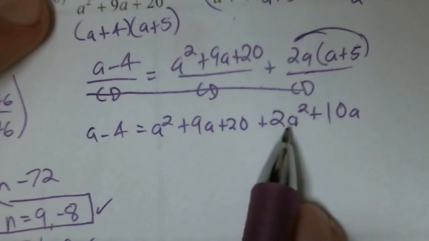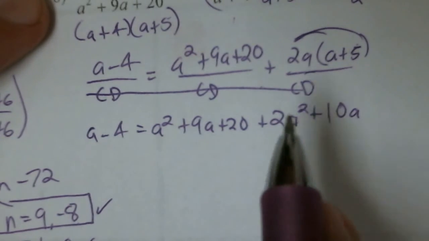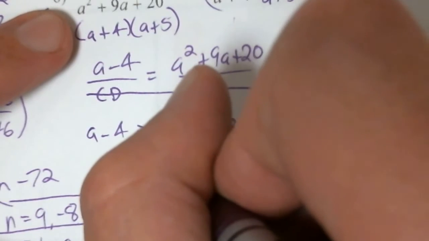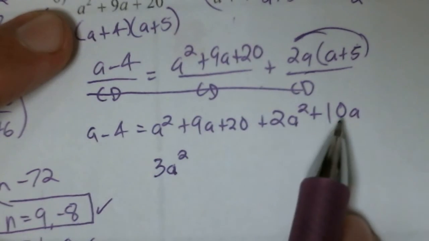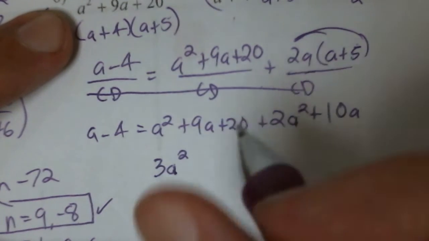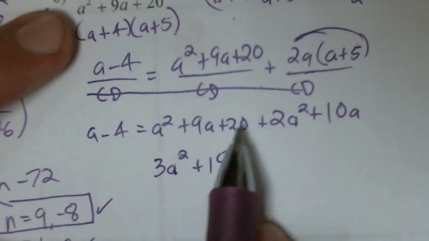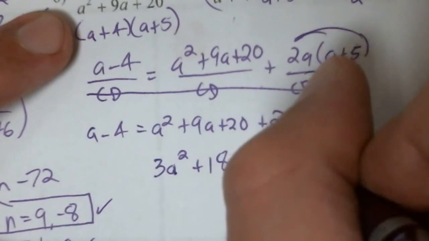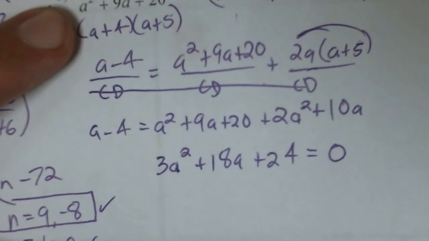I've got a squared and an a. I'm going to move all of this to the other side. So a squared plus 2a squared is 3a squared. All right, and then I've got 9a plus 10a, that's 19a, and then I got to subtract a from the left, so 19 minus 1, that gives me 18a. And then I've got 20, I'm going to add 4 to both sides, 20 plus 4, 24. Now I've got everything to one side of the equation, so set equal to 0.